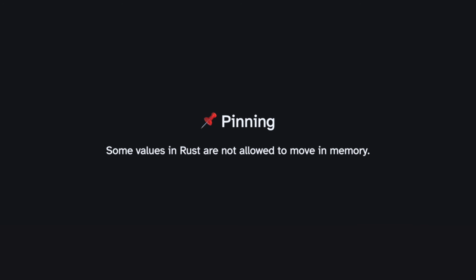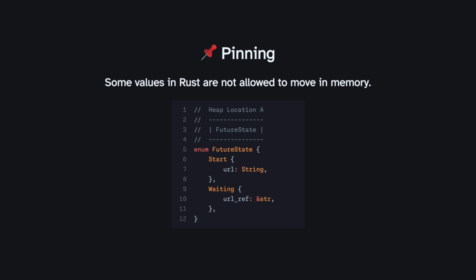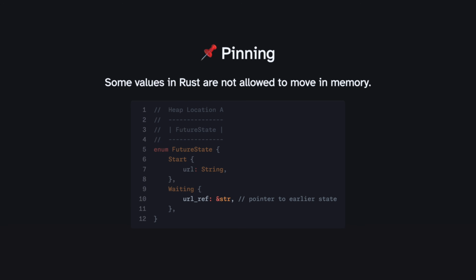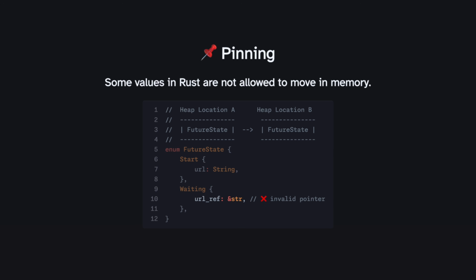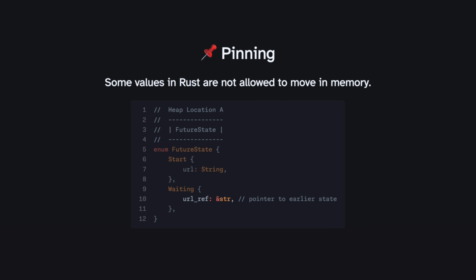At a high level, pinning is about one simple idea. Some values in Rust are not allowed to move in memory. Earlier, we saw that async functions are compiled into state machines, and those state machines live somewhere in memory. A state machine may store pointers to its own internal data, and that's a problem because if that state machine were allowed to move in memory, those internal pointers would suddenly point to the wrong place. That would be undefined behavior. Rust prevents this by requiring self-referential futures to be pinned, meaning once they're placed somewhere in memory, their location must not change. But how does Rust enforce this?